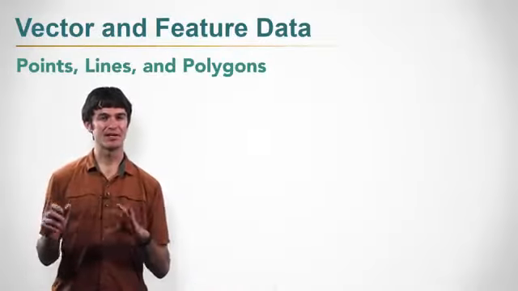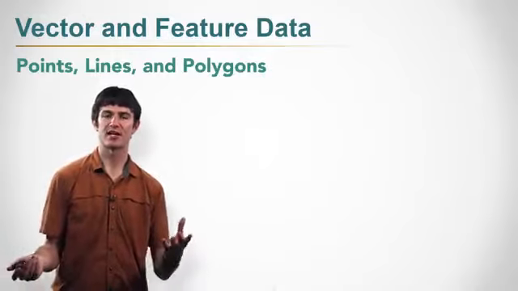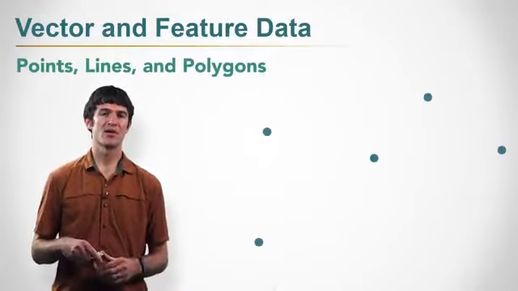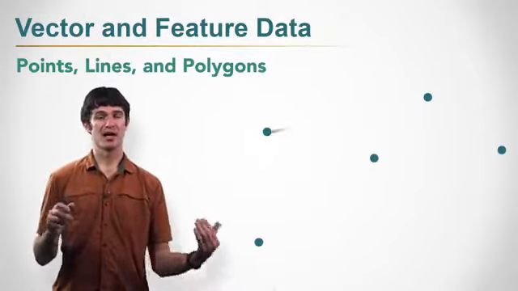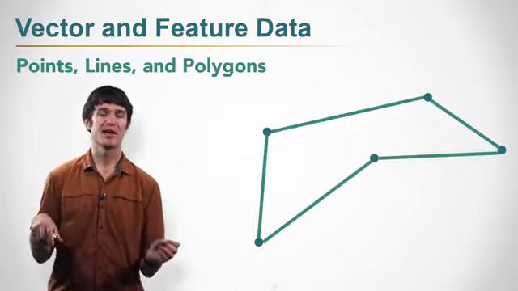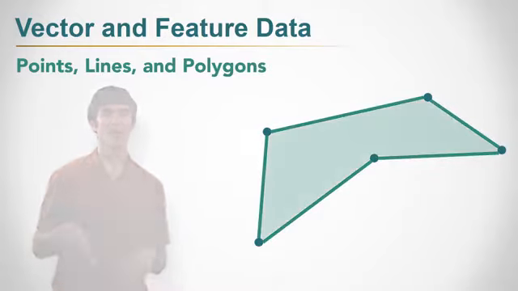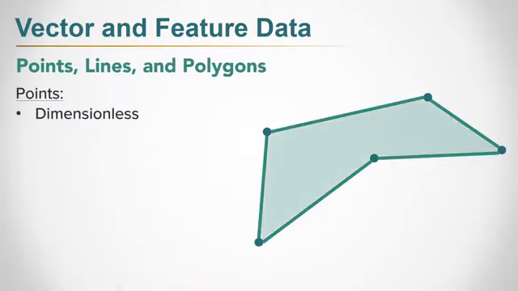To build vector data, you need points, lines, and polygons. Those are the primary types of vector data that you have in GIS. So points build lines, lines build polygons, with points being connected by an edge to make a line, and lines being connected all the way around back to the origin to make a polygon. Points are dimensionless. They are represented with size, but they're infinitely small in practice.